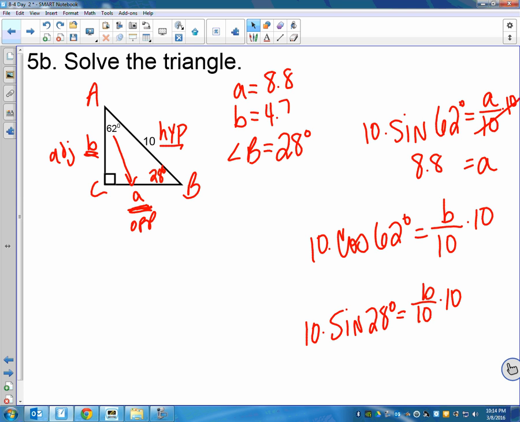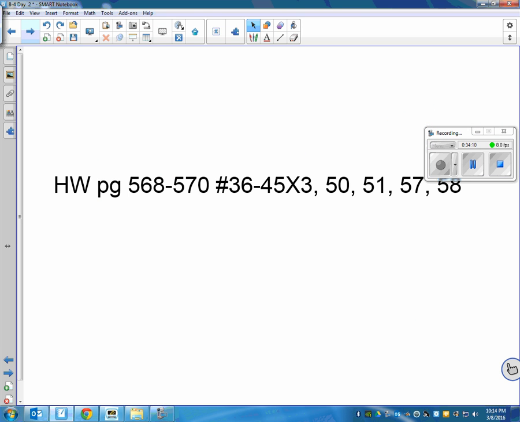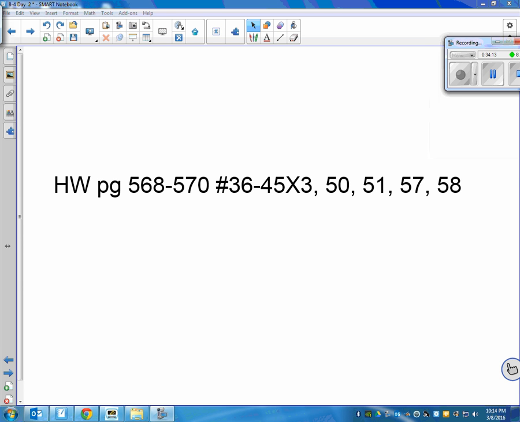Solve the triangle. Find all three sides. Three things. Okay. You should have some time left to work on your homework. Not a ton of time, but based on my calculations here, you should have at least 10 minutes to start on this. So please start on it. Talk to each other if you need help. Talk to Jarrett if you need help. And I did every other 36 through 45 multiples of 3. 36, 39, 42, 45. That's just 4, right? And then 50, 51, 57, and 58. So that's 8 problems.